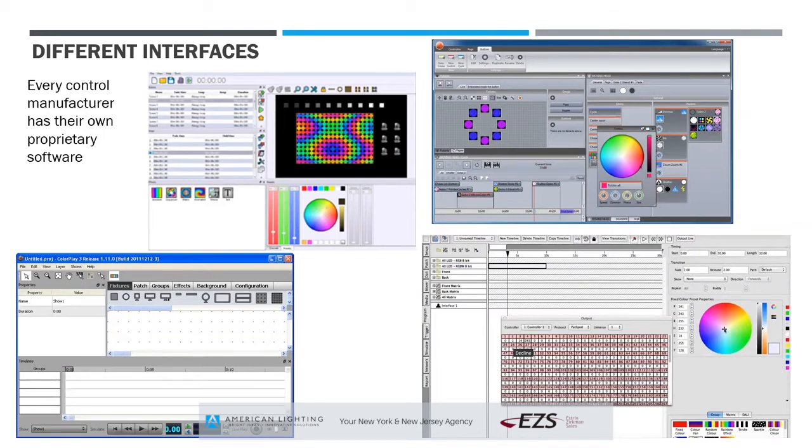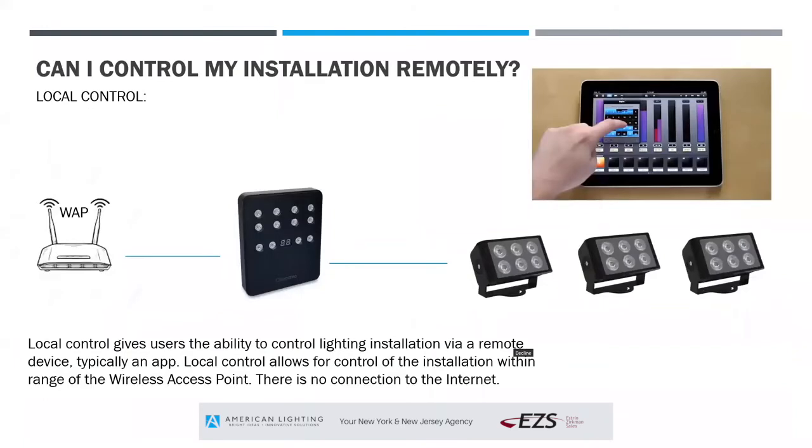Make sure that you or somebody that you can work with can program it and write the shows that the end user ultimately wants. Big questions that we get asked a lot of times: can I control my installation remotely? Everybody controls and lives their life off of their cell phone or their tablet, and they want to do their lighting installations from that as well. Yes, you can, and there are a few ways we can do that.